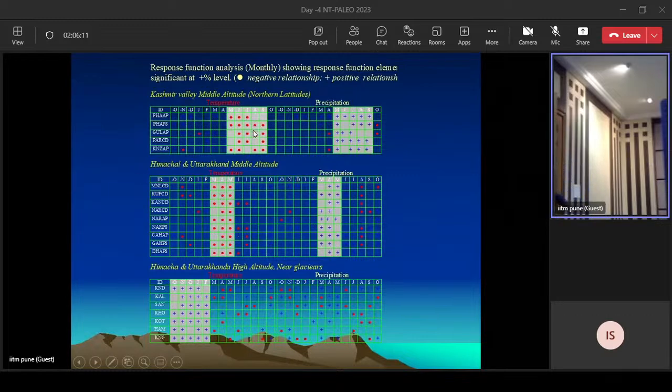While in the Kashmir region, a little shift is there in the response. The May to September temperature and May to September rainfall show the response. In the Himalaya, at high altitude near glacier chronologies, the winter temperature shows a very significant positive response for all the chronologies. But in other seasons, there is no very significant pattern.